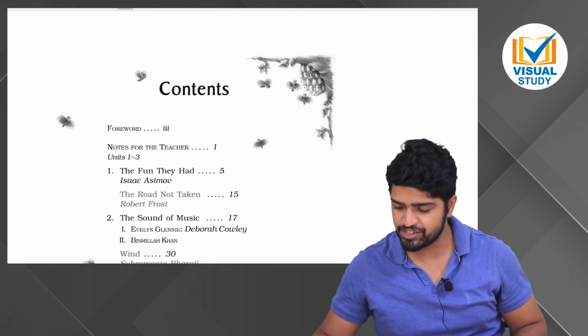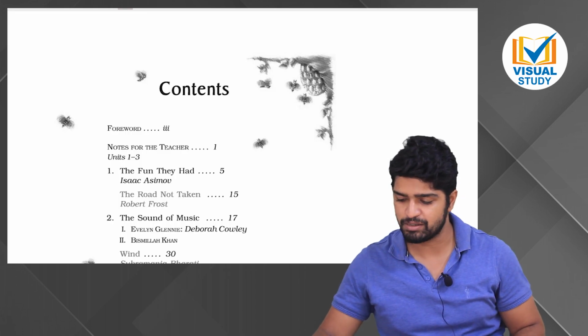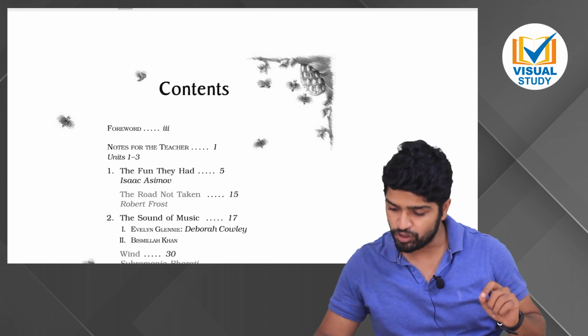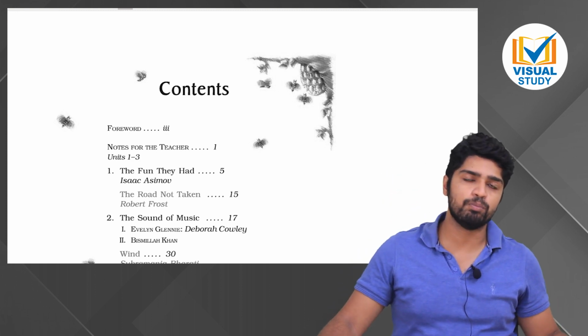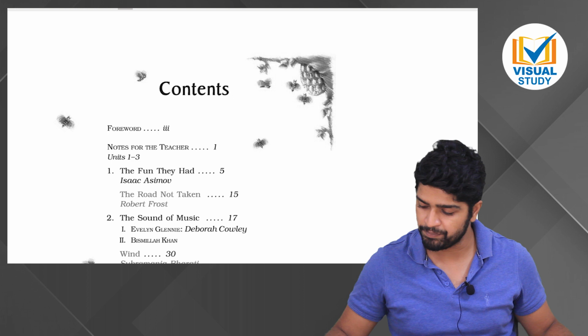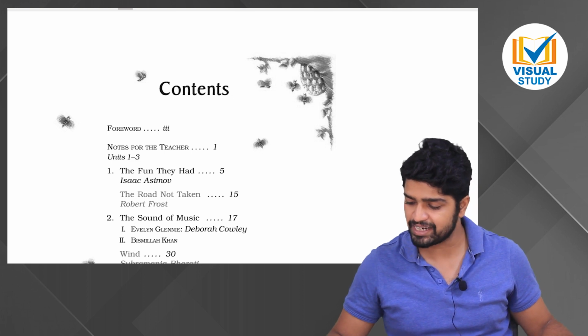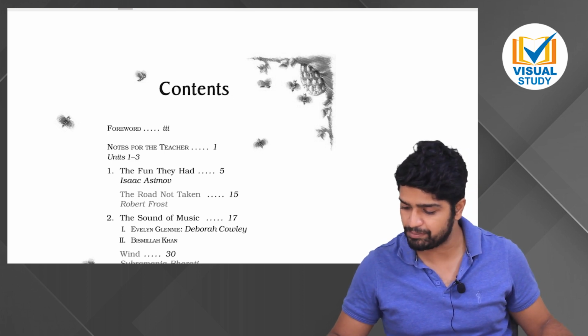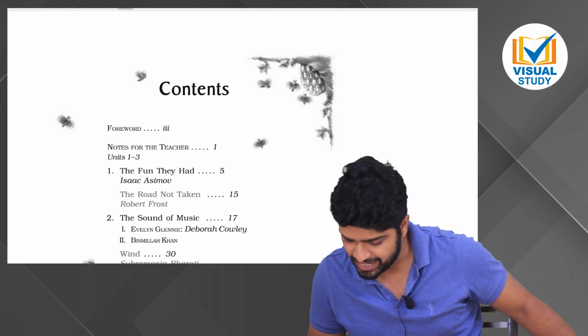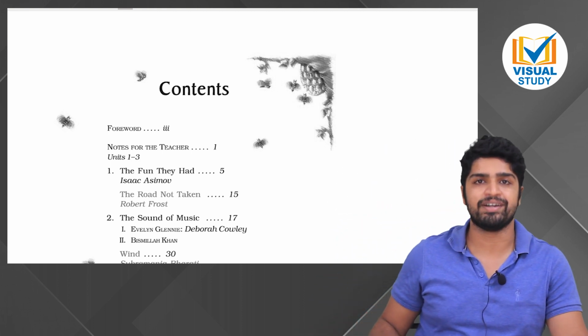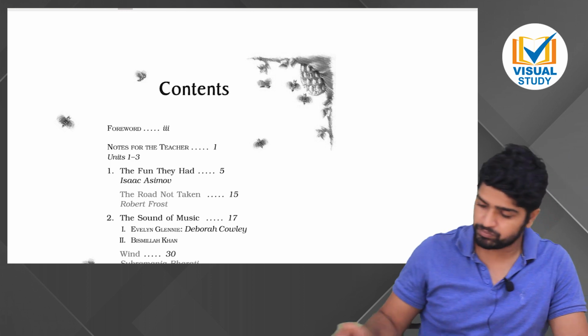So before we actually start with our English subject from the textual part, let me be very clear. Your English is being categorized into two parts. Number one is called Beehive. So the first book for your English is Beehive, and the second book which is being made available is called Moments.